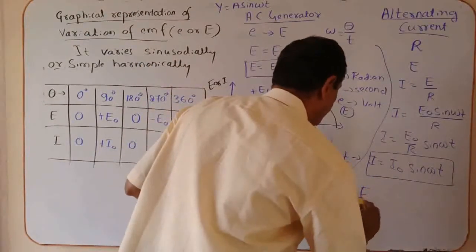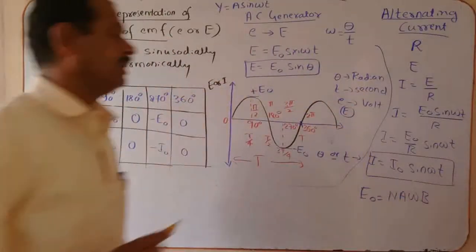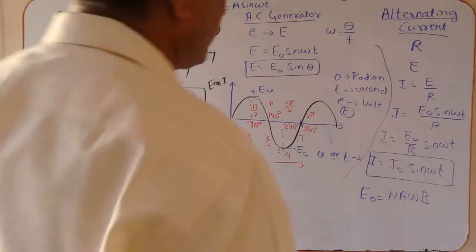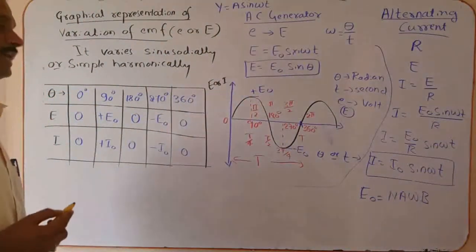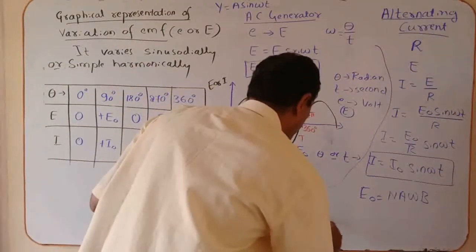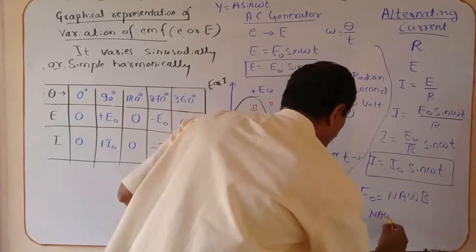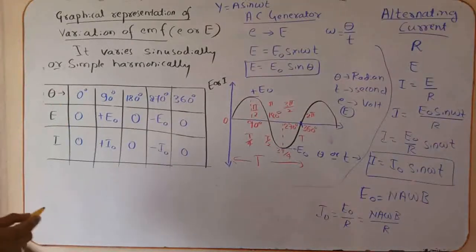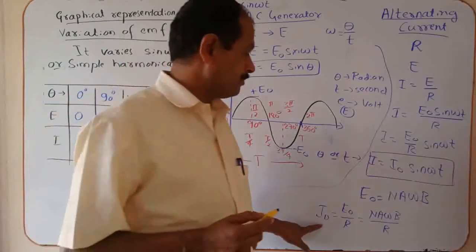Now what is the value of E naught? That is N A omega B. N is the number of turns in the armature coil, A is the area of the coil, omega is the angular velocity or angular speed, and B is the strength of the magnetic field. What about I naught? I naught is E naught divided by R, therefore N A omega B divided by R. This is the expression for the maximum value of current, or peak value of current.